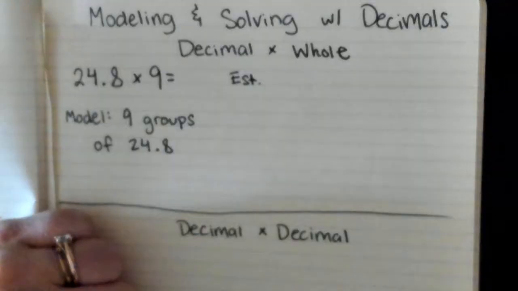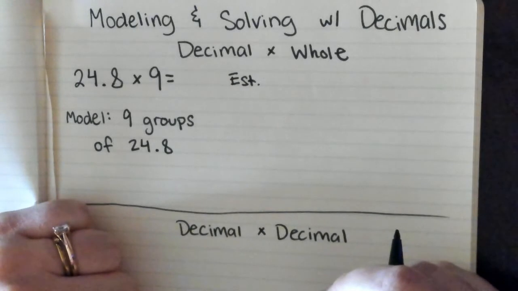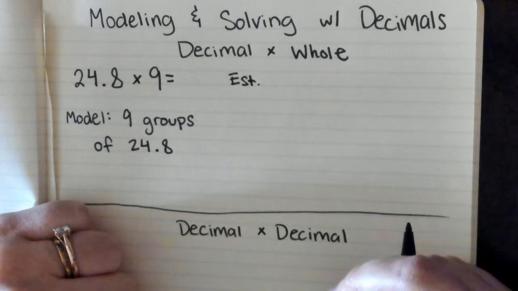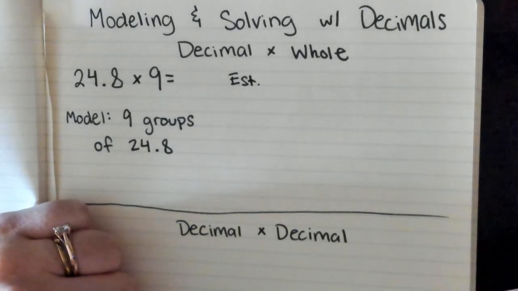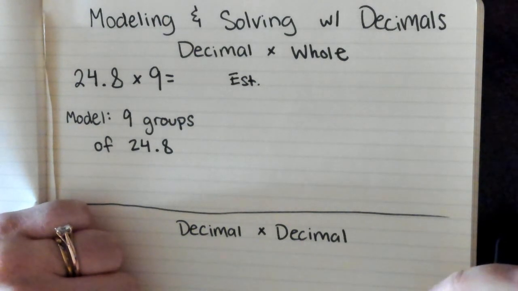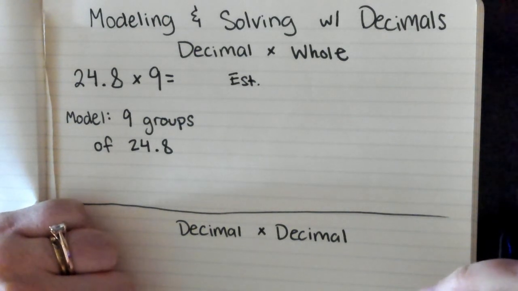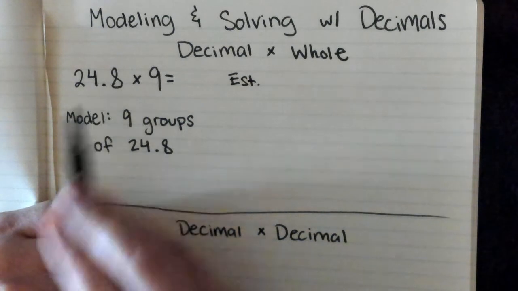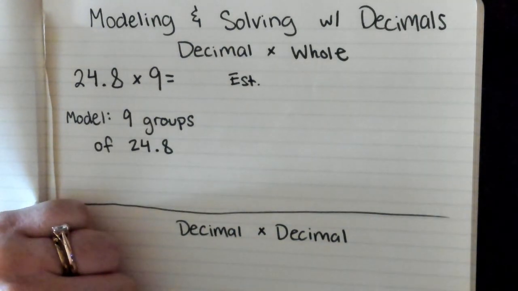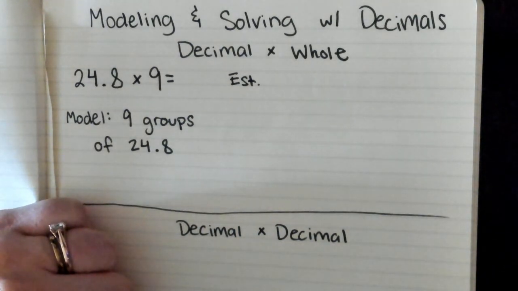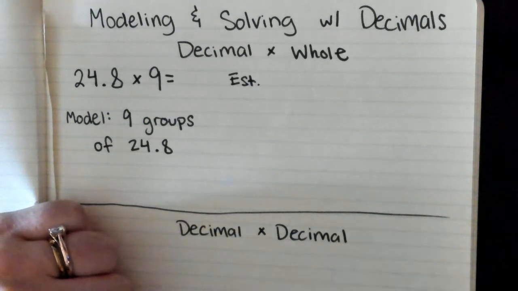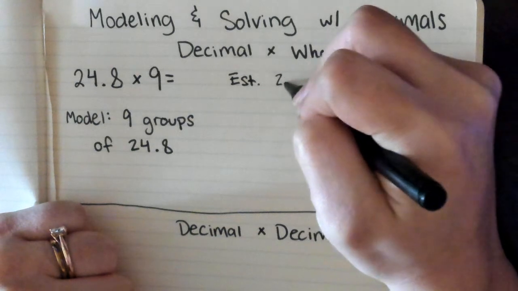Estimations are supposed to be easy. They're supposed to be something you can do in your head. It's not supposed to make you do extra work. Estimation should be something you can do in like 10 seconds or less. Look at 24.8. What would you round it to? What whole number? Yeah, I'd probably round it to 25. It's really close to 25.